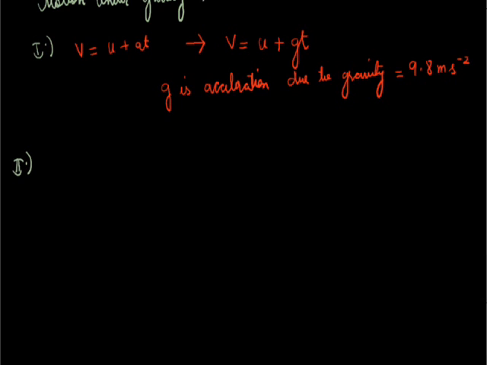The second equation of motion we have is s equals ut plus half at square, which becomes, with s replaced by height h, h equals ut plus half gt square. g is again acceleration due to gravity.